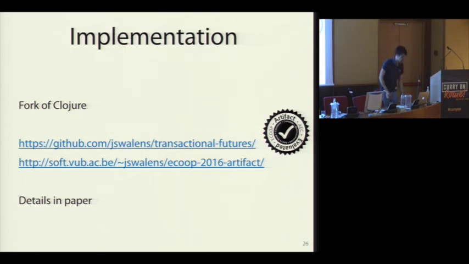So transactional tasks have been implemented as a fork of Clojure, and this is available on GitHub and in the artifact that accompanies this paper. And in the artifact, you can also find the benchmarks that I showed. And I didn't really go into detail in this presentation on how we can implement this efficiently, so without making copies. But these details are in the paper.